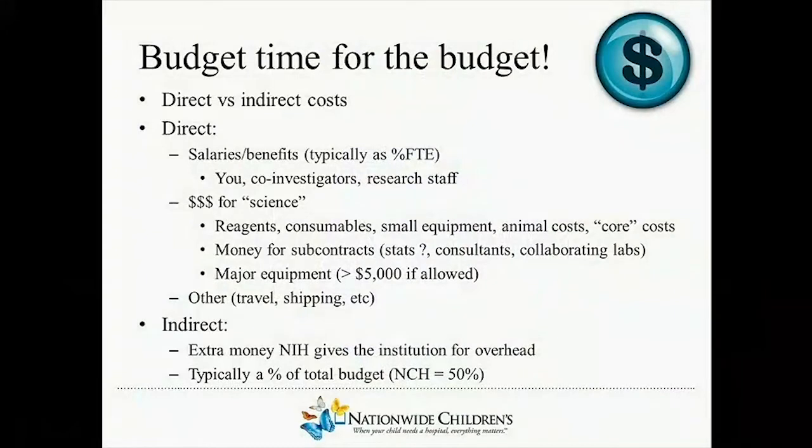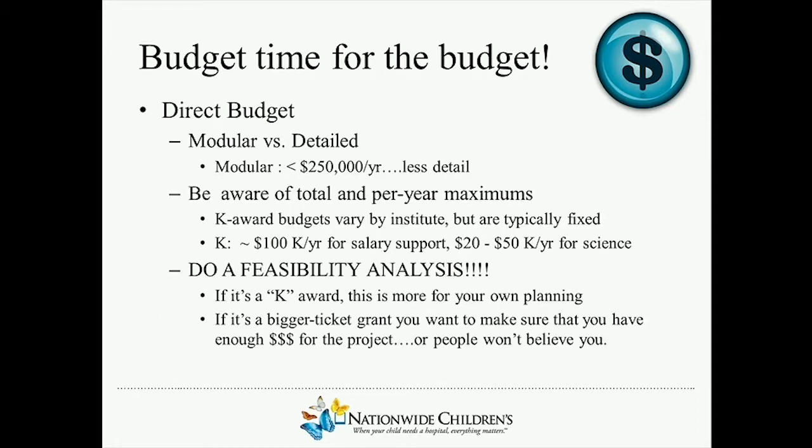So think about the budget. We're running a little bit over here, so we're going to blaze through some of this. You get money for science. You get money for salary support, travel. Your institution also gets money to help keep the lights on. Those are called indirect costs. You don't have to budget those. Your institution budgets those. We're going to blaze through budget.